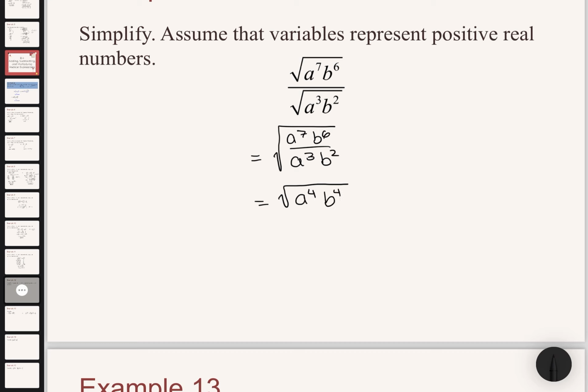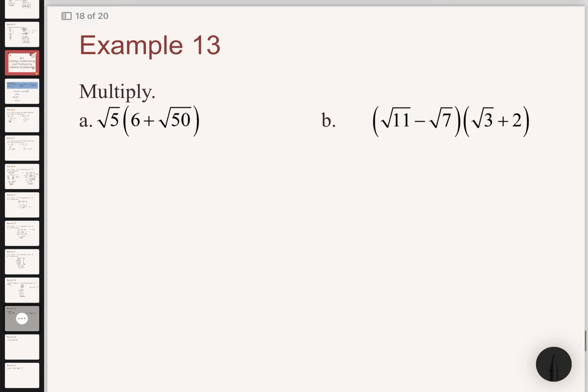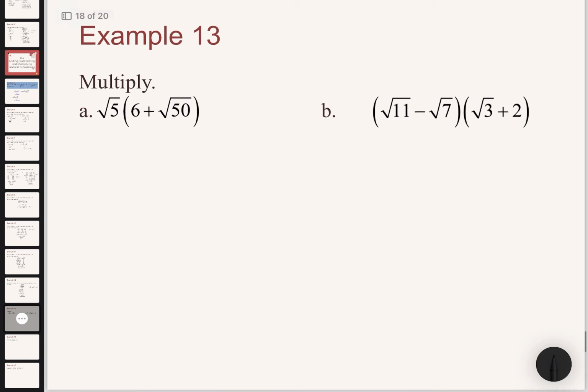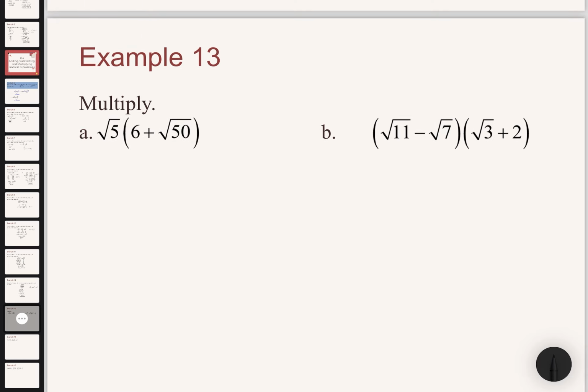Okay, cool. Now, how do I simplify again? Well, the square root of a to the 4th is just going to be a squared. Again, if you need to, use that rule from a day or two ago. A to the 4 over 2 is a squared. And then same thing, right? Square root of b to the 4th is just going to be b squared. So that's your final answer, folks. Not too bad, right? All right, we have a few more. I think I have 13, 14, 15, and then y'all are done.